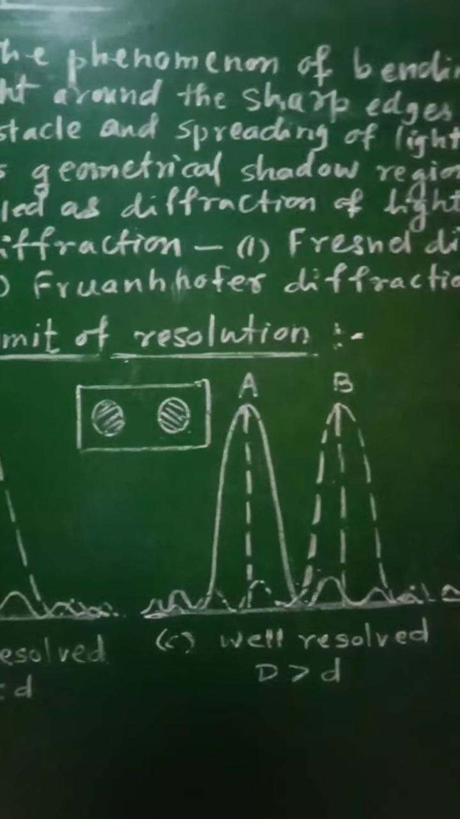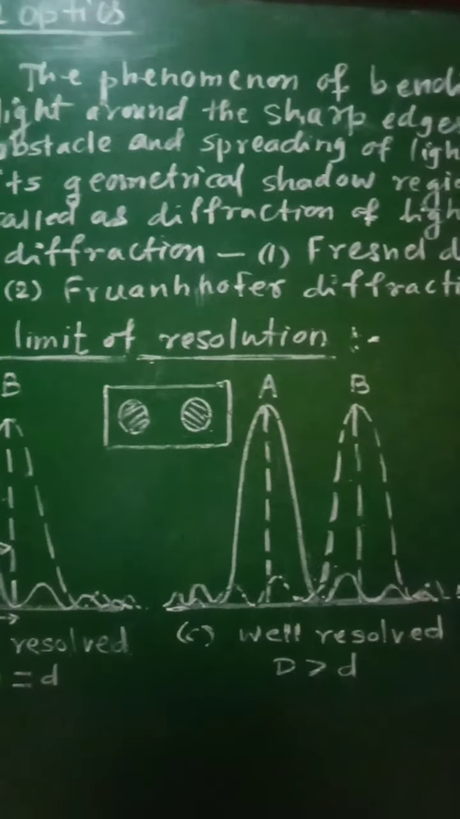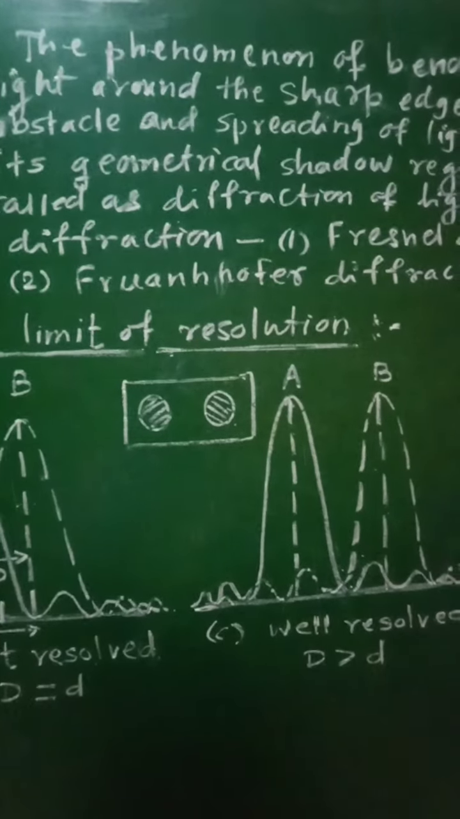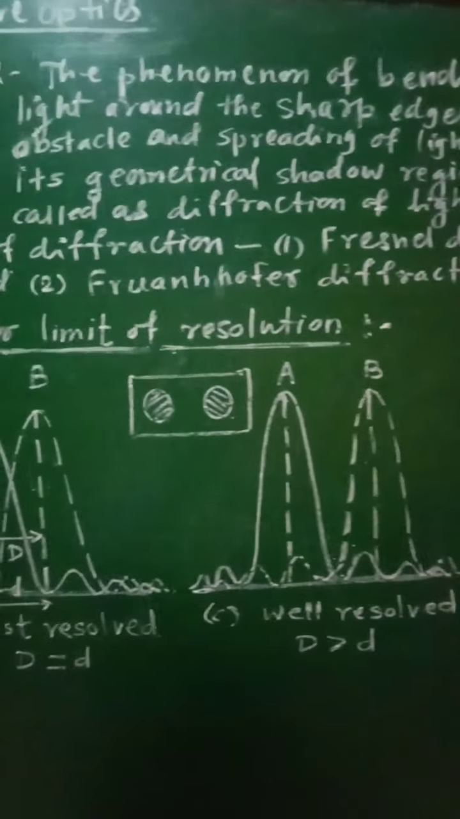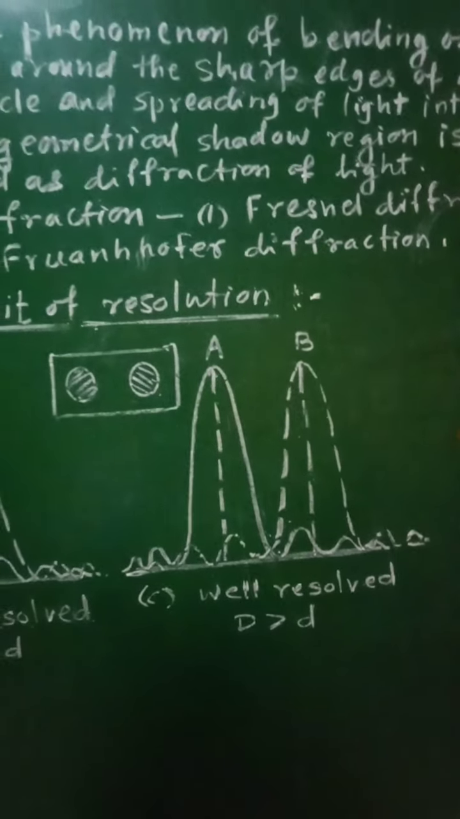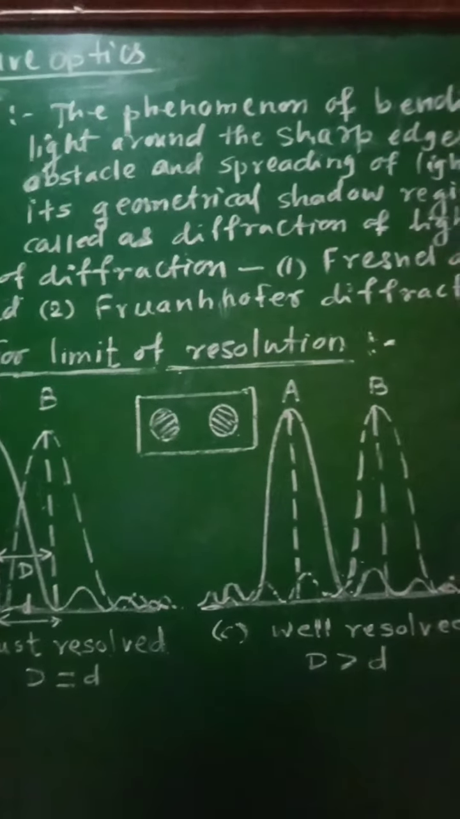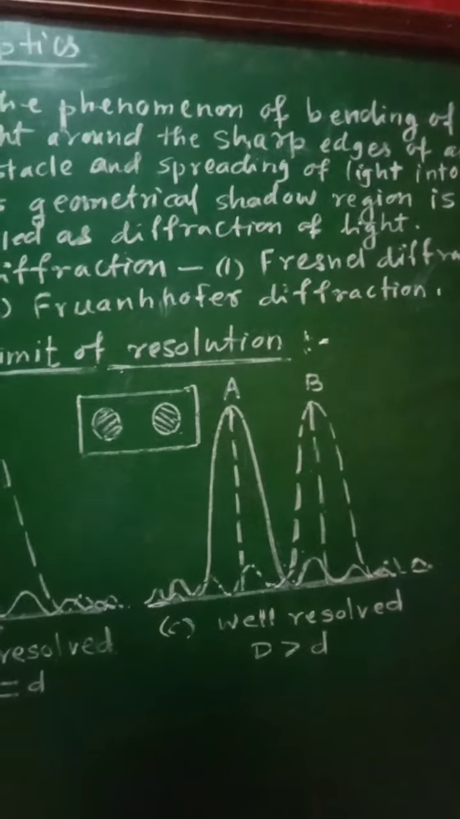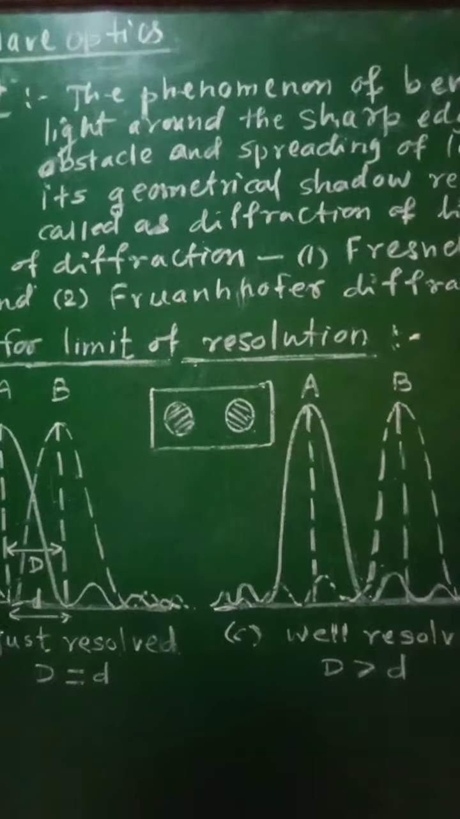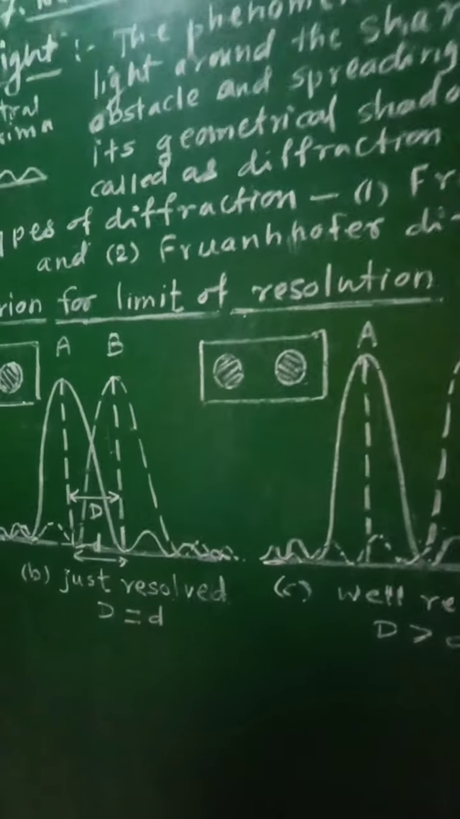The phenomenon of light in which there is bending of light around the sharp edges of an obstacle and spreading of light into its geometrical shadow region is called diffraction of light. That is, the phenomenon of bending of light around the sharp edges or corners of an obstacle and spreading of light into its geometrical shadow region is called diffraction of light.